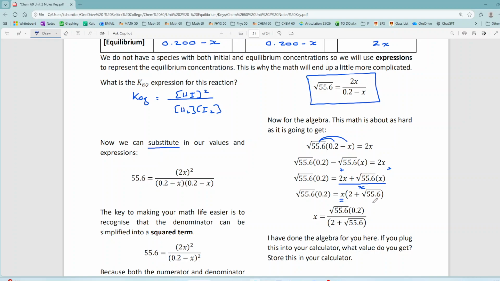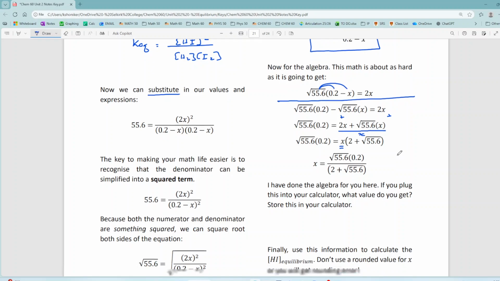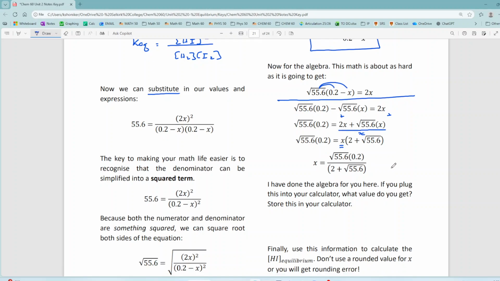So now we could divide both sides by 2 plus root 55.6. So really the only thing that was different was that from this point forward, we're keeping that root 55.6 as part of our expression, right? And then in the end, we're going to plug this into your calculator. So I want you to plug that in your calculator. I'm going to type in root 55.6 times 0.2 divided by bracket 2 plus root 55.6. And if you do enough of these, they seem scary at first, but the process will repeat.